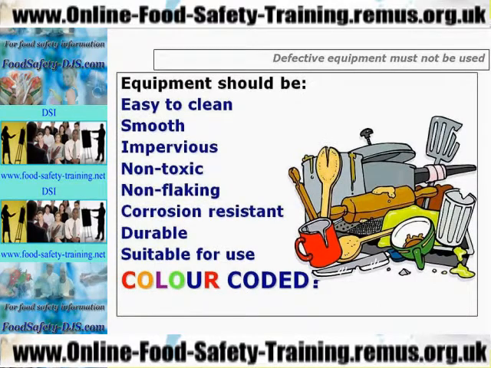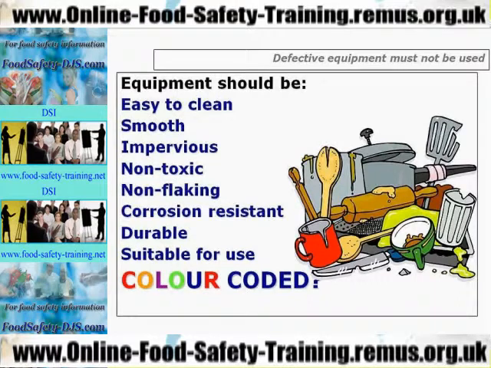You must not use defective equipment in a kitchen. Equipment should be easy to clean, smooth, so there's no cracks, there's no holes, no awkward corners to clean which could hold food material and bacteria. It should be impervious or non-absorbent, so again that would leave wood out of the equation. It should be non-flaking, corrosion resistant to rust and oxidization of aluminium, durable, suitable for use, and colour coded.